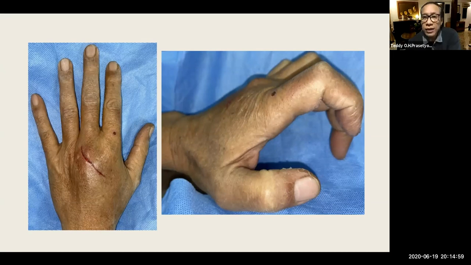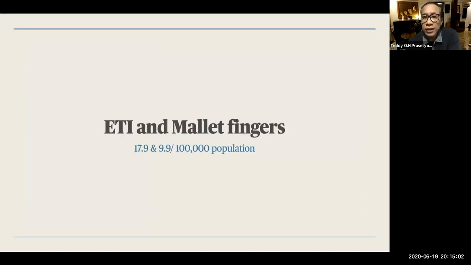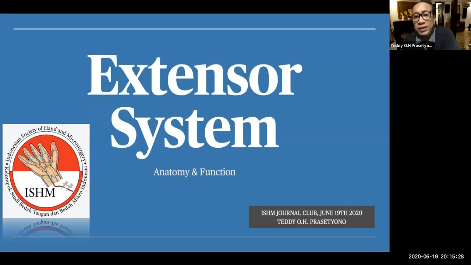So it's quite obvious. The incidence of extensor tendon injury is quite high, almost 18 per 100,000 population. In regard to mallet fingers, it's almost 10 per 100,000 of population. That means it's quite frequent for you to get these patients in your practice, be it in a hospital or in the clinics. Then you should be ready to understand the extensor system.